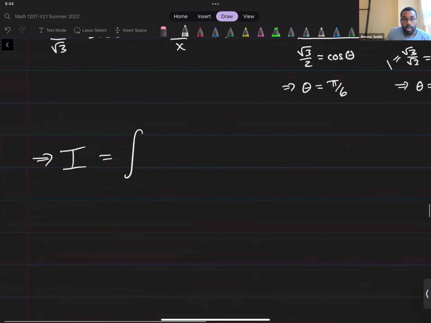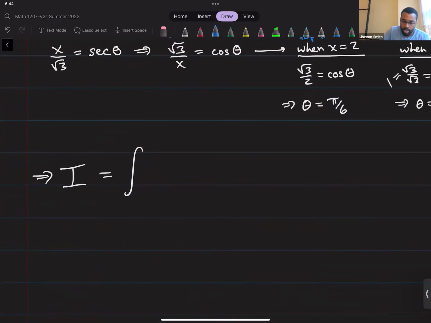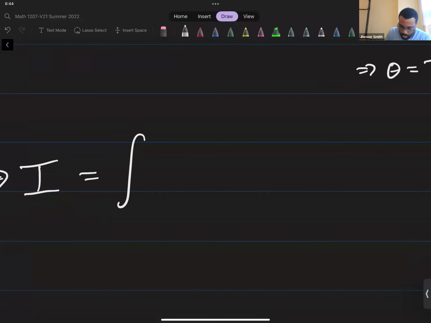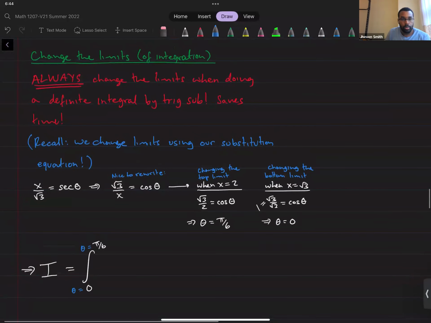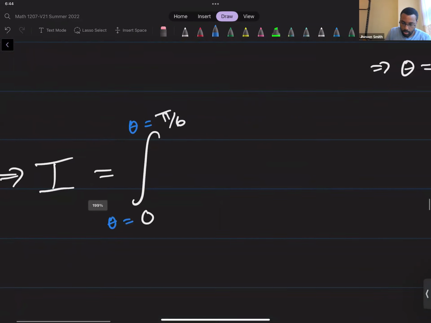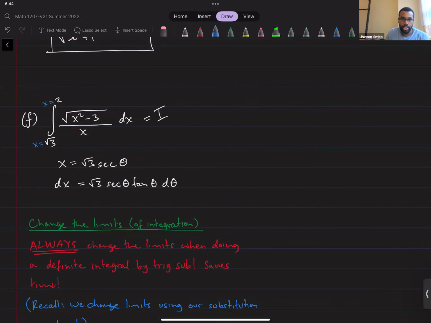Now, the limits were here, your x equals radical 3 and your x equals 2. But I've changed those limits now to be in terms of theta. So instead of going from rad 3 to 2, I'm going to go from 0 to pi over 6, because now I want the limits in terms of thetas. And other than that, I'm going to just carry on as usual.